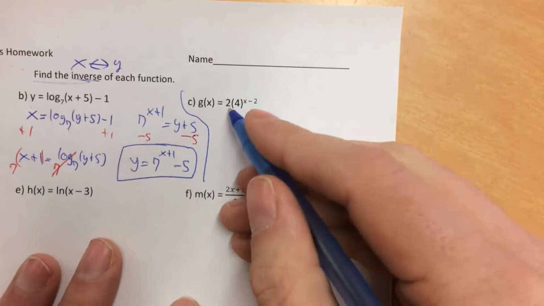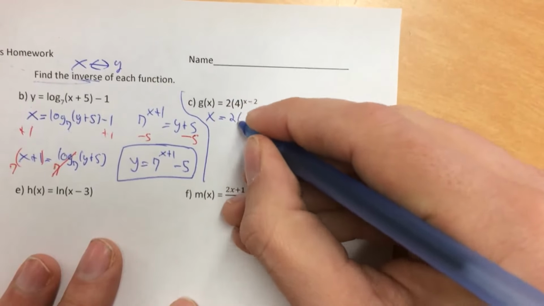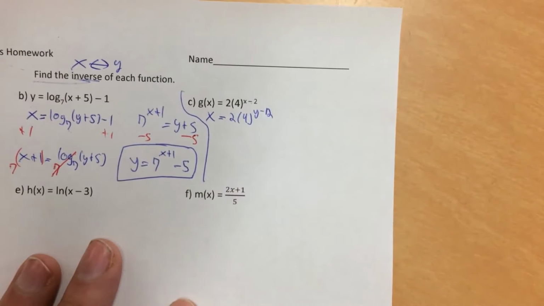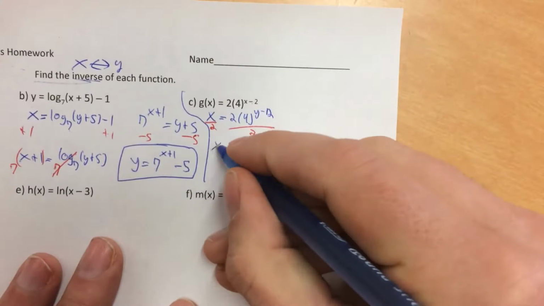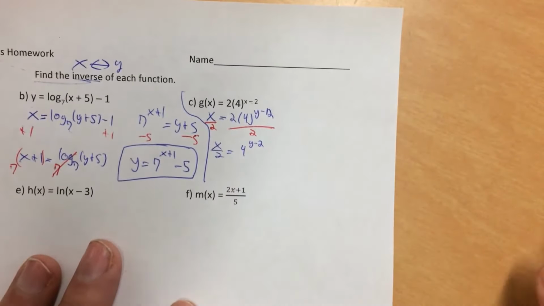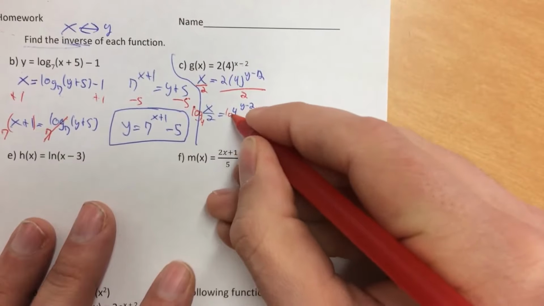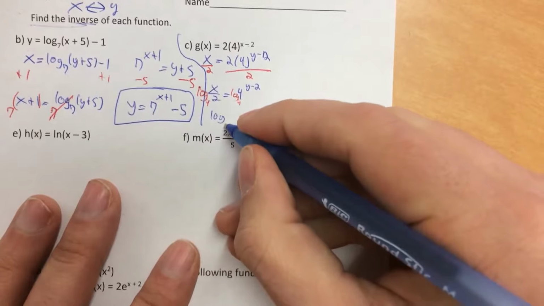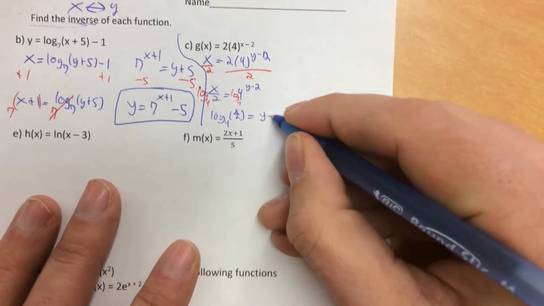Let's see, C, we need to switch x and y. So it becomes x equals 2 times 4 to the y minus 2. We need to isolate the exponential, so we're going to divide by 2. X divided by 2 equals 4 to the y minus 2. Once we have the exponential by itself, we can take the log base 4 on both sides. And so we get log base 4 of x over 2 equals y minus 2.